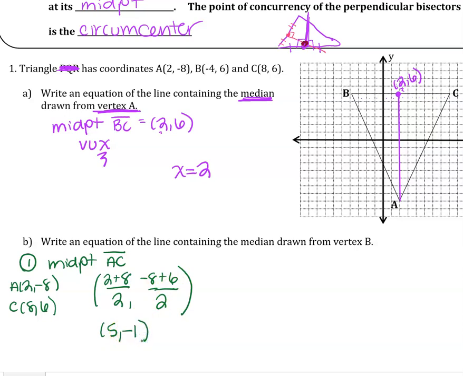Now, just to help keep things a little bit more consistent for you guys, so I can label it clearly, let's just call that M on my grid. So that's at (5, -1). So 1, 2, 3, 4, 5, -1.